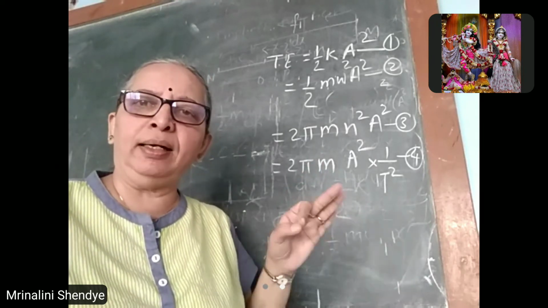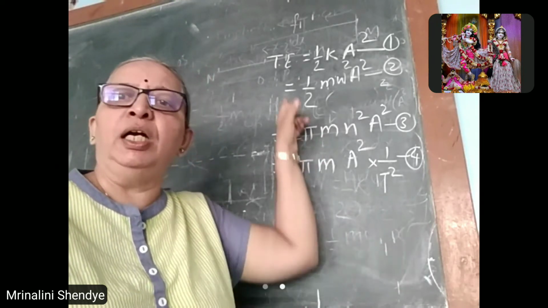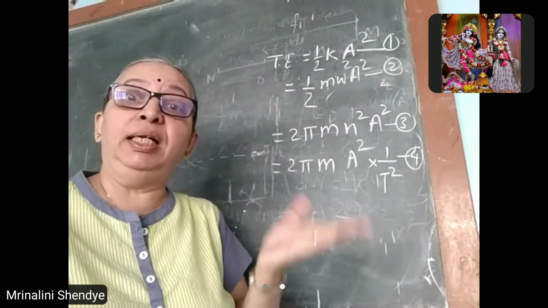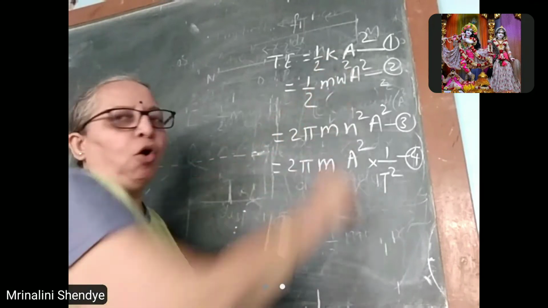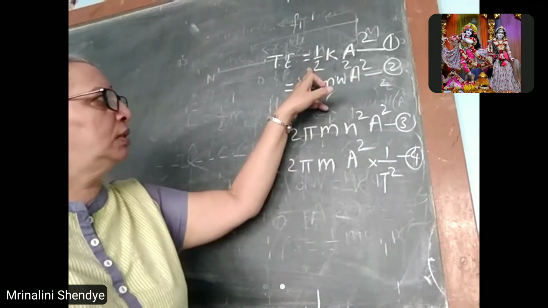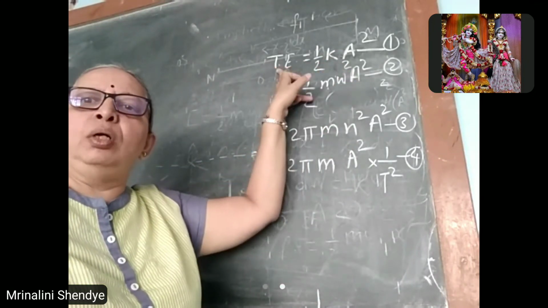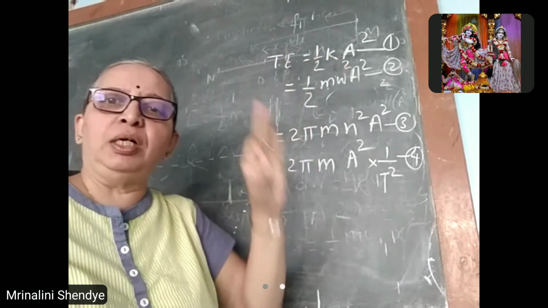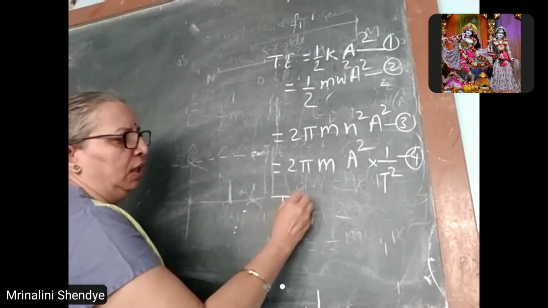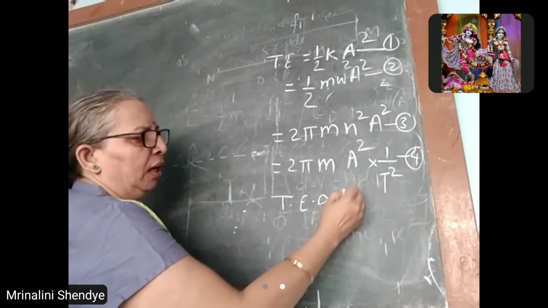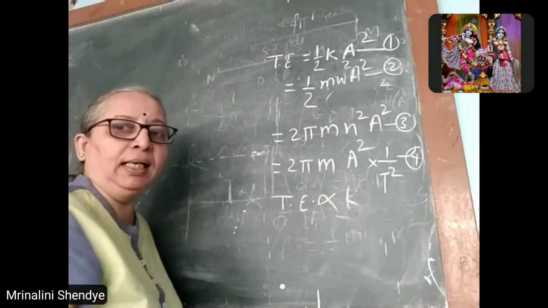Using this, you can draw a few conclusions. You can write the factors on which this total energy depends. So what has happened? a is constant for a given motion, half is constant. So total energy is proportional to force constant. This is the first inference: total energy is proportional to K, that is force constant.